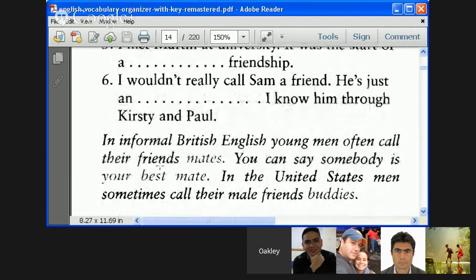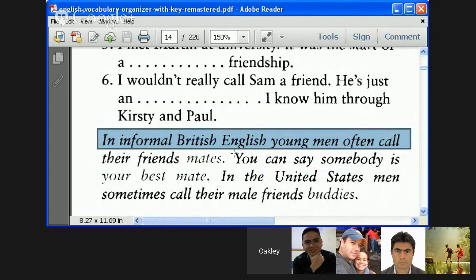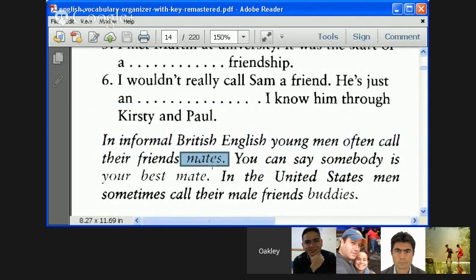Okay, and here's something worth noting. In informal British English, young men often call their friends mates. Yes, common, and definitely Australians as well. Good day, mate. Hello, mate. How have you been, mate? Somebody can be your best mate, like your best friend. In the United States, male friends, we call each other buddies, usually. Hey, buddy. He's my buddy. Often army buddies. Okay, you served in the military together. Army buddies is a very common collocation.